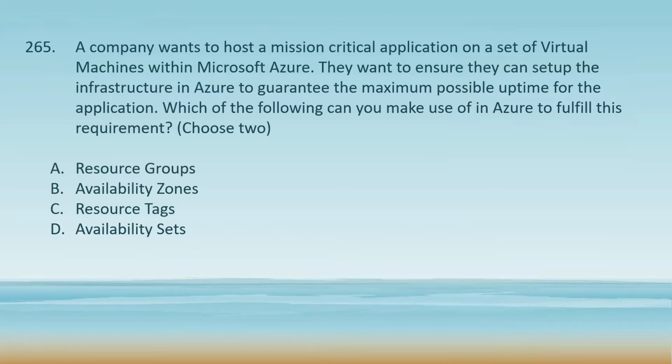A company wants to host a mission critical application on a set of virtual machines within Microsoft Azure. They want to ensure they can set up the infrastructure in Azure to guarantee the maximum possible uptime for the application. Which of the following can you make use of in Azure to fulfill this requirement? You need to choose two options here, and your options are resource groups, availability zones, resource tags, and availability sets. To ensure maximum uptime for a mission critical application hosted on virtual machine within Microsoft Azure, you can make use of availability zones and availability sets.